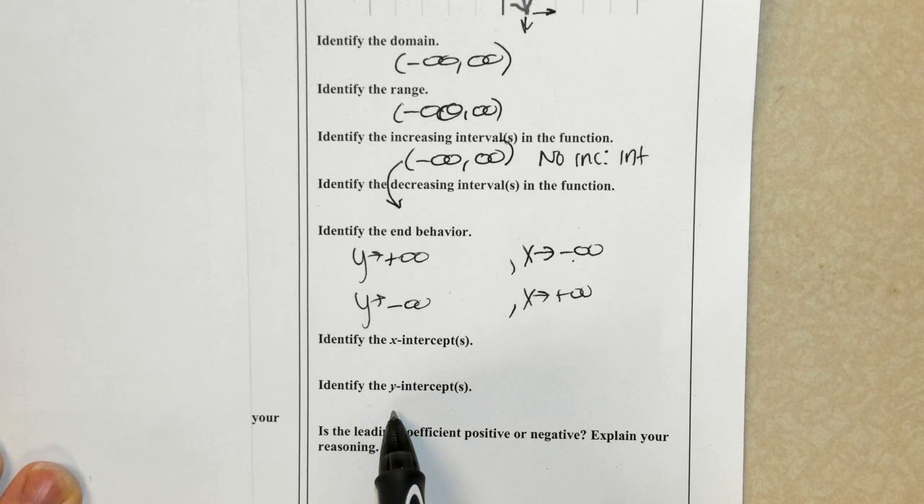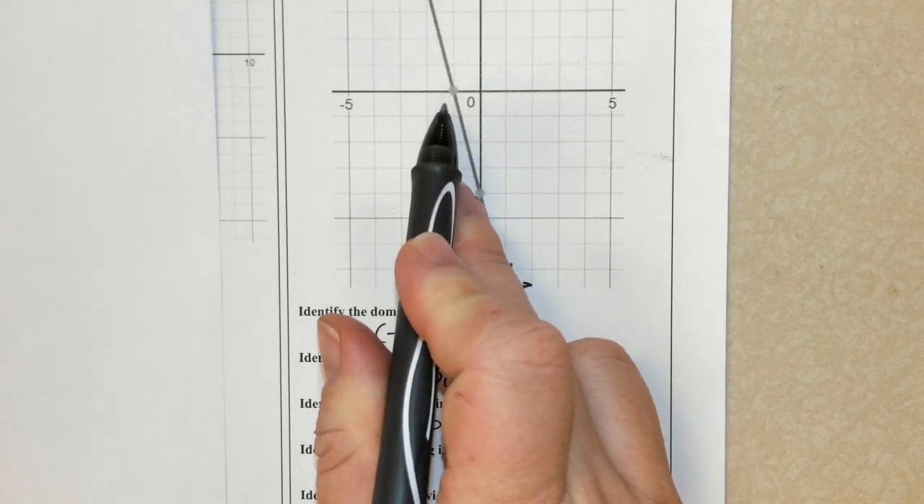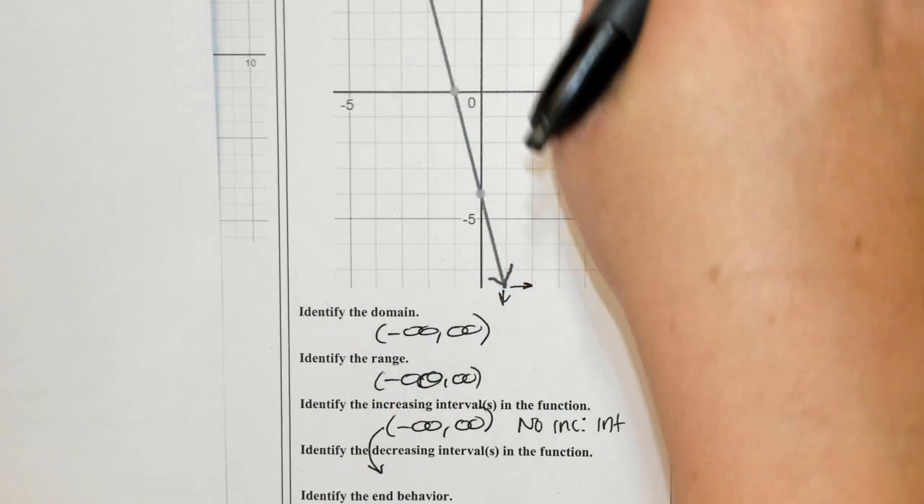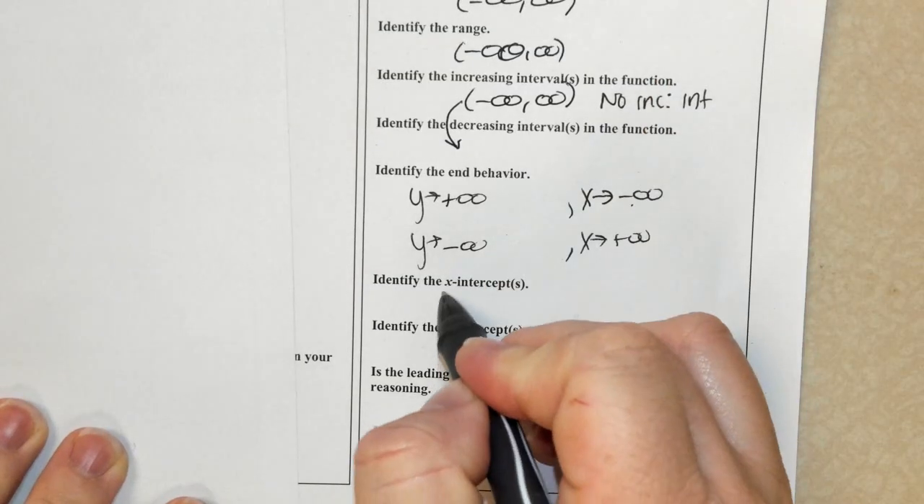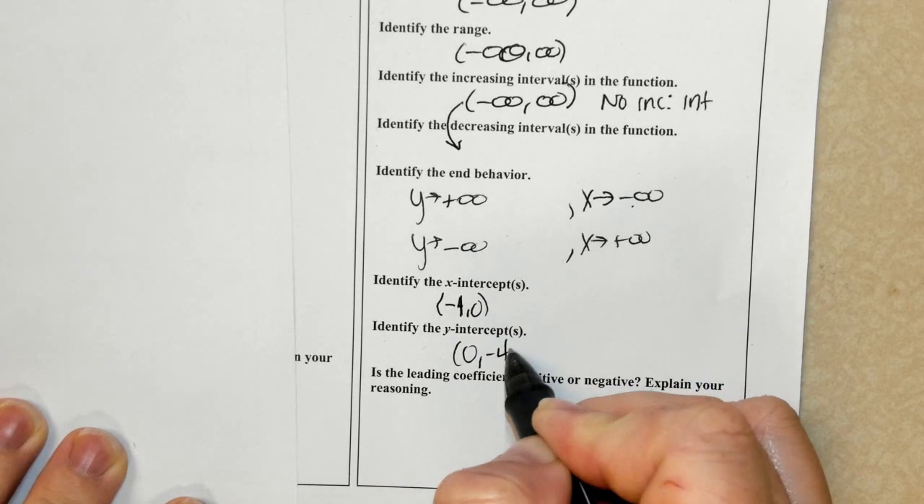Does this have an x-intercept or a y-intercept? The x-intercept is -1. The y-intercept is -4.